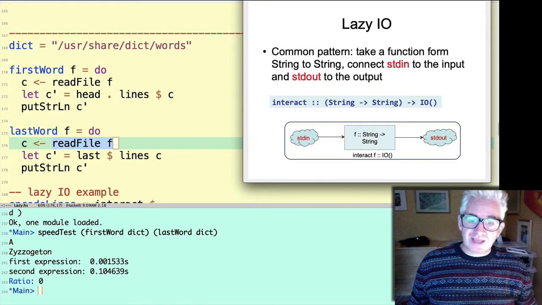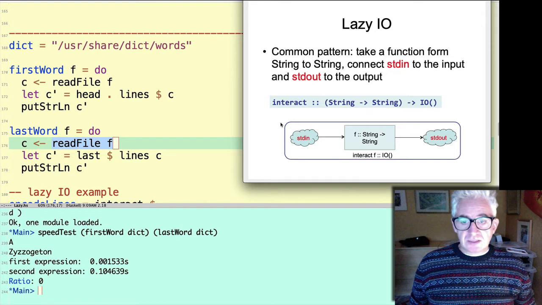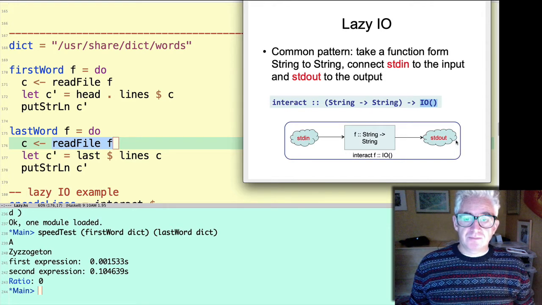And what we want to do is take the stream of data that comes in and process it using a string transformer function, a function from strings to strings, to produce some output. And so this computation pattern has the name interact. It's one of the standard functions. You simply take a string processing function and it turns it into an I/O action, which reads from the input, passes the data through the function to the output.